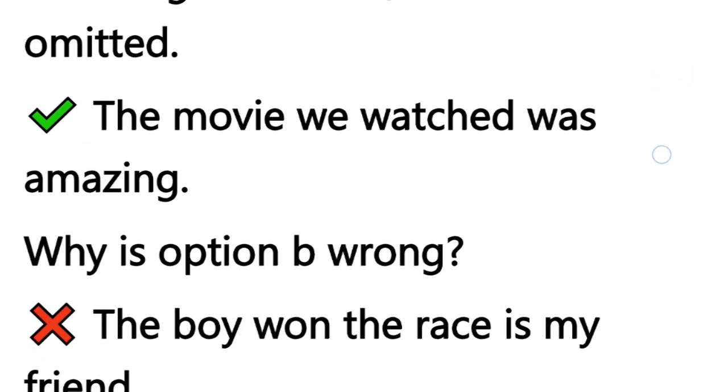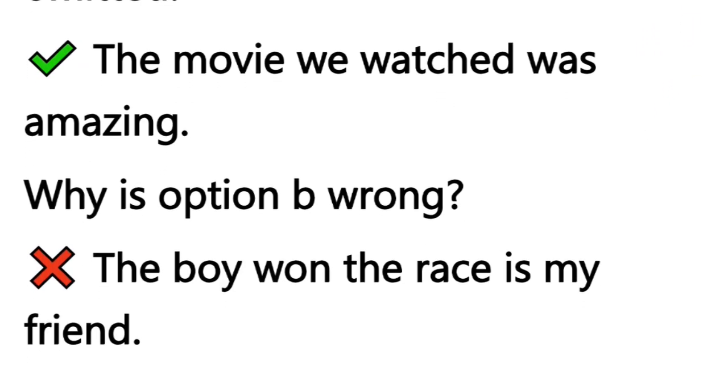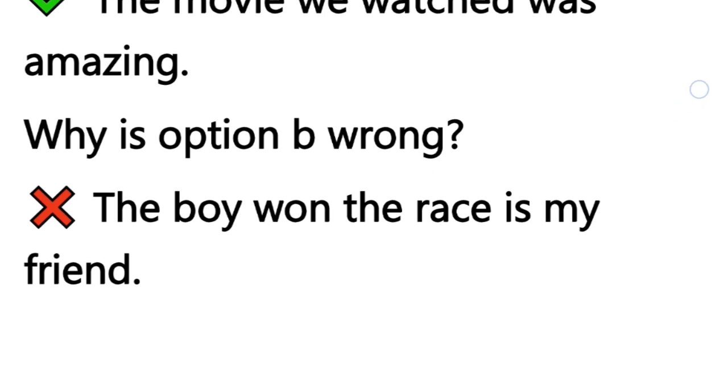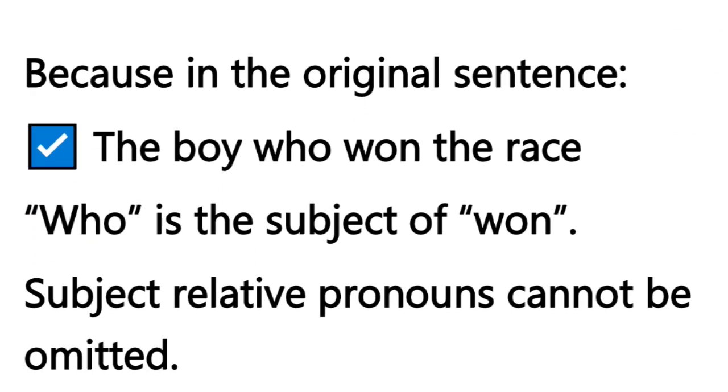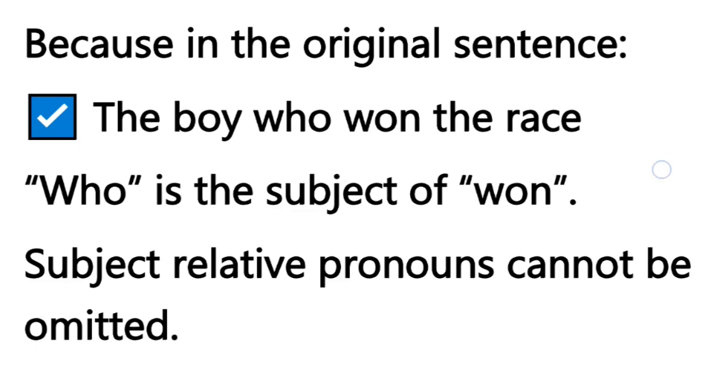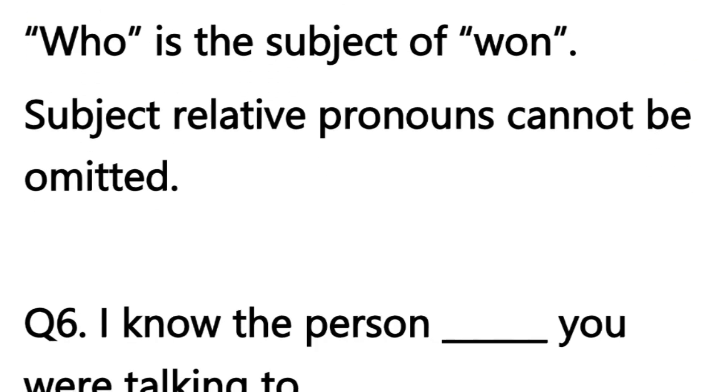Now, why is option B wrong? The boy won the race is my friend. It will be wrong because in the original sentence, the boy who won the race, where who is the subject of won, which is a verb. Subject relative pronouns cannot be omitted and object relative pronouns can be omitted.